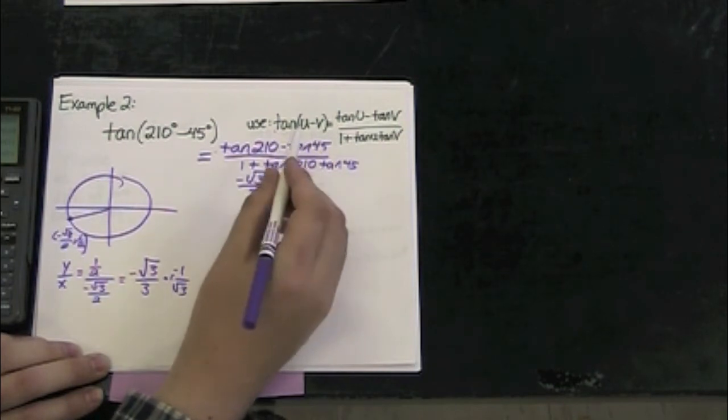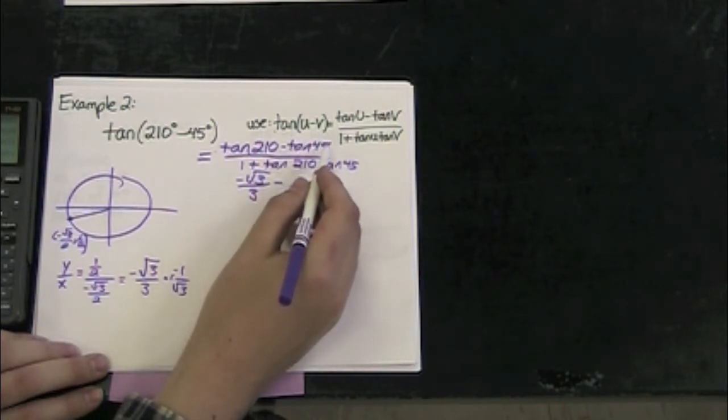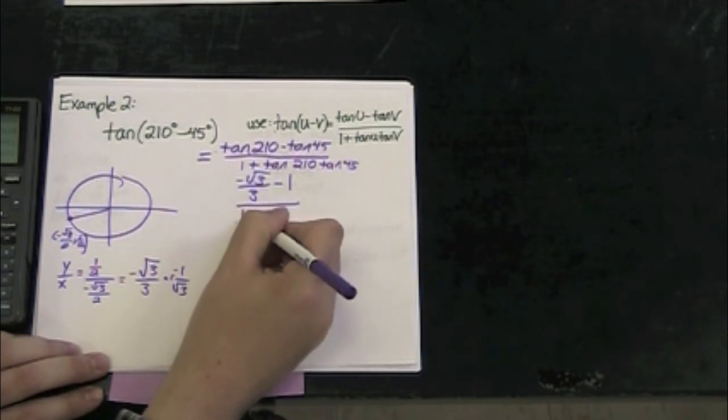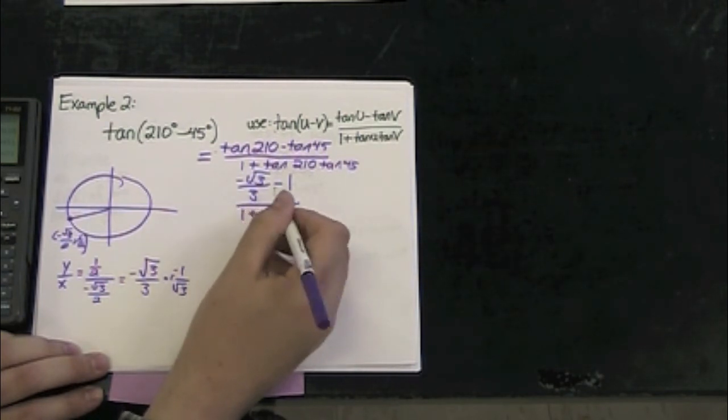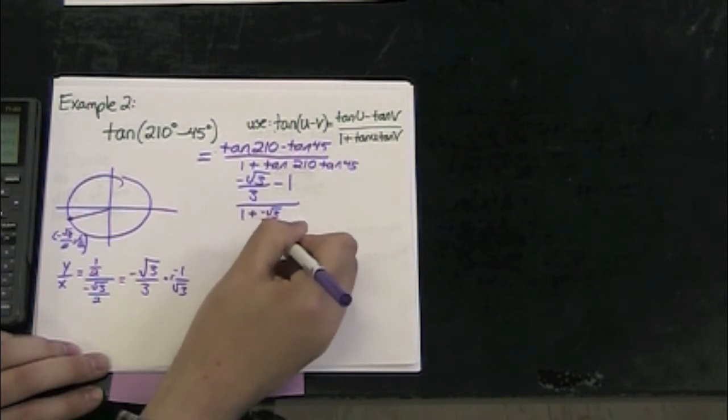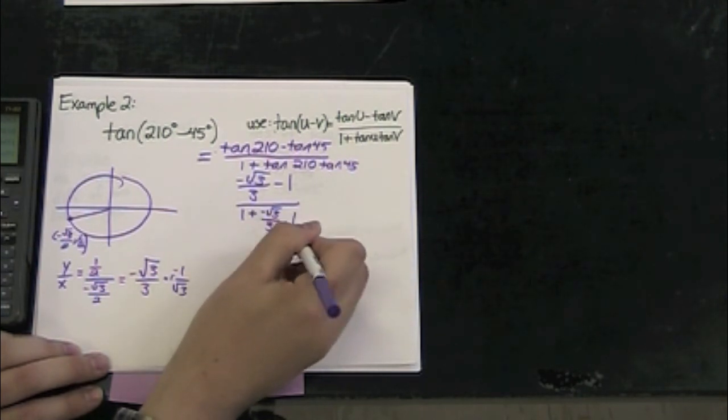minus the tangent of 45. That's where the x and y are equal. So that's 1 divided by 1 plus negative square root of 3 over 3 times 1.